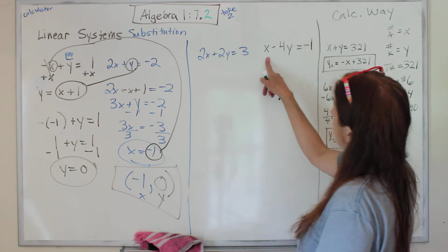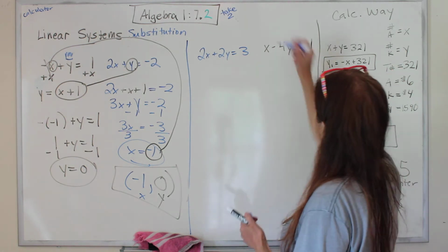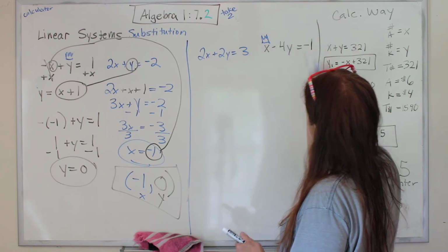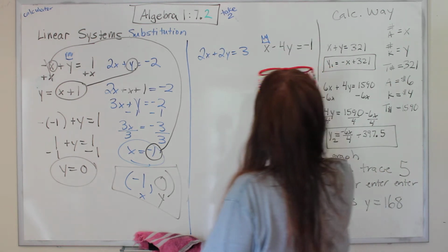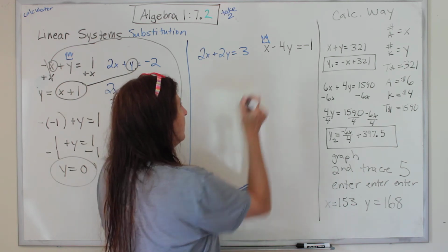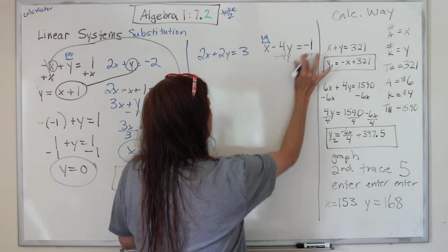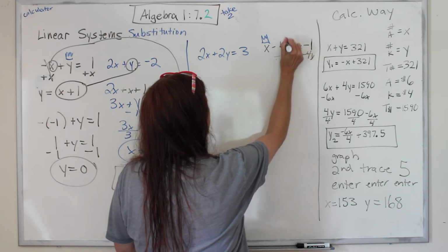That x is by far superior to everything else. He gets a crown. All right. So we're going to get x by itself. It has a -4y, so we do plus 4y, equals plus 4y. Those cancel out.